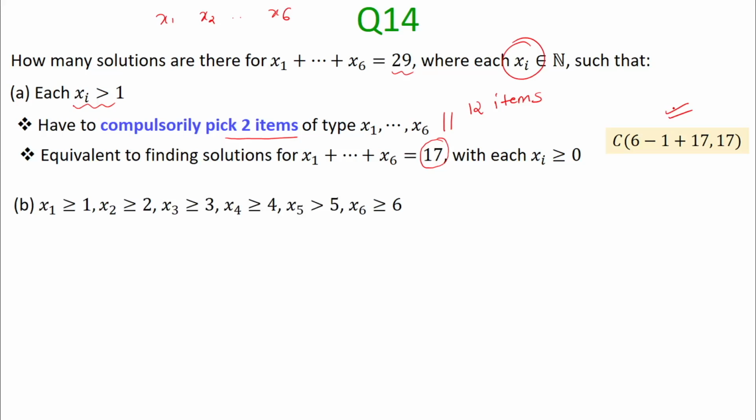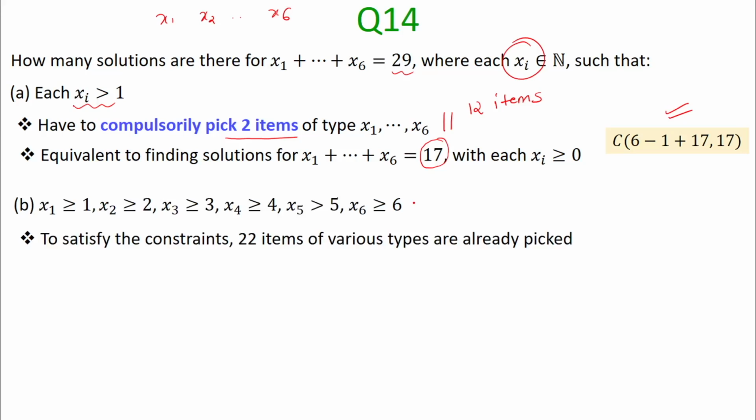In part B, the restriction is this. Again, if I interpret this restriction, that means I have to definitely include 1 bill of type x1, 2 bills of type x2, 3 bills of type x3, 4 bills of type x4, 6 bills of type x5, and 6 bills of type x6, definitely. That means I have already picked 22 bills of various types.